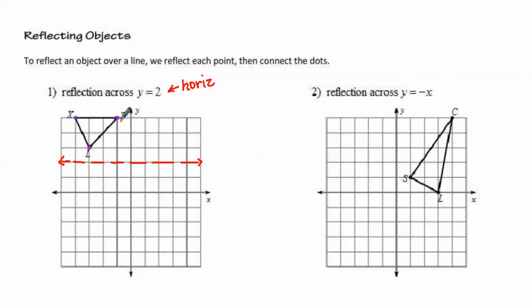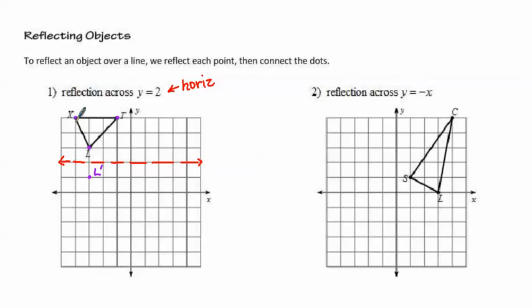I'm simply going to count how far away they are from the line and reflect them, the X prime, L prime, T prime, the same distance away from that line, but below it. So since L is 1 unit above our line of reflection, L prime will be 1 unit below. Make sure you're labeling each point.